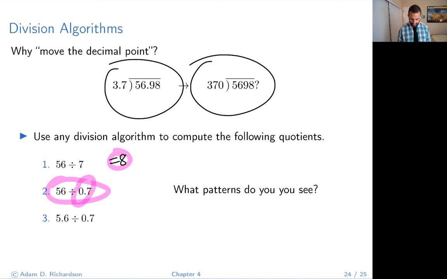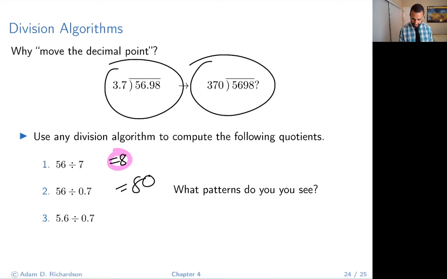Well, 0.7 is quite a bit smaller than 7 itself. In fact, it's 10 times smaller, right? 7 versus 7/10. So that means that if I could fit 8 of those inside of 56, I can fit 10 times as many of those inside of 56. So that means I can fit 80. What's 8 times 10? That's 80. So the answer is 80. I didn't need to use any algorithm at all. I was just thinking about numeracy and the size of these.